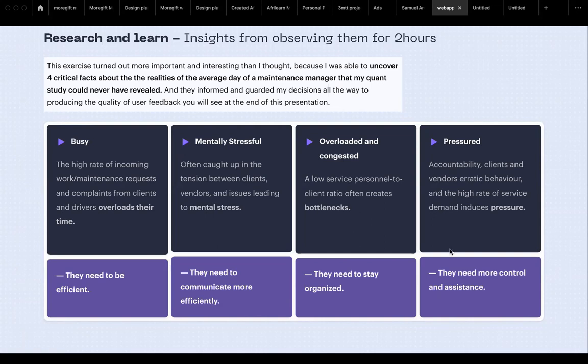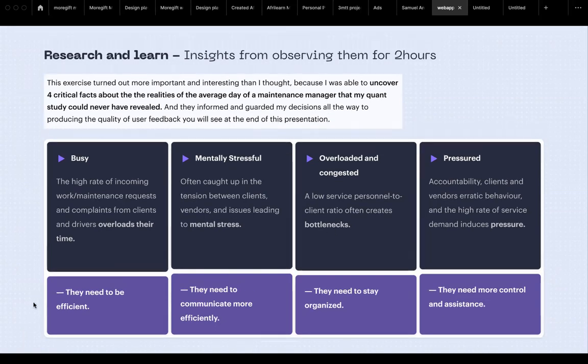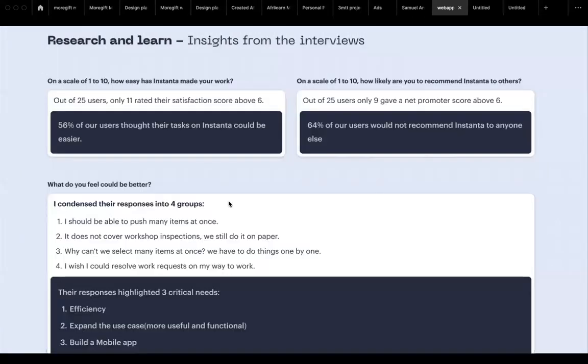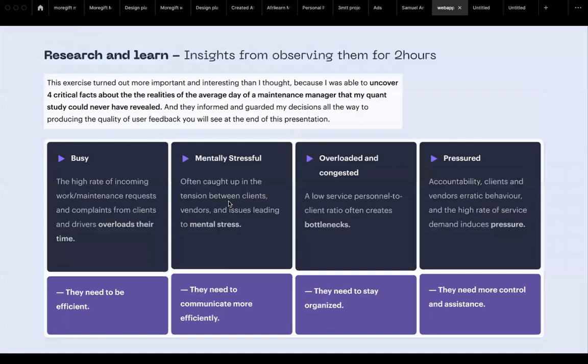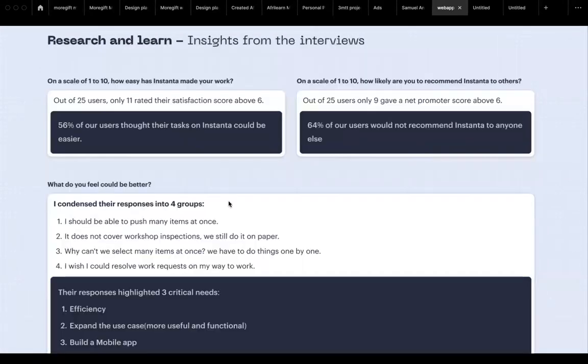So they are also very pressured. Accountability, clients' and vendors' erratic behavior, and a high rate of service demands induce pressure. They need more control and assistance. So this tells me what they need, in detail, based on why. So you can see the difference between quantitative and qualitative in the value of it. I know these things are better understood when you see them in use.